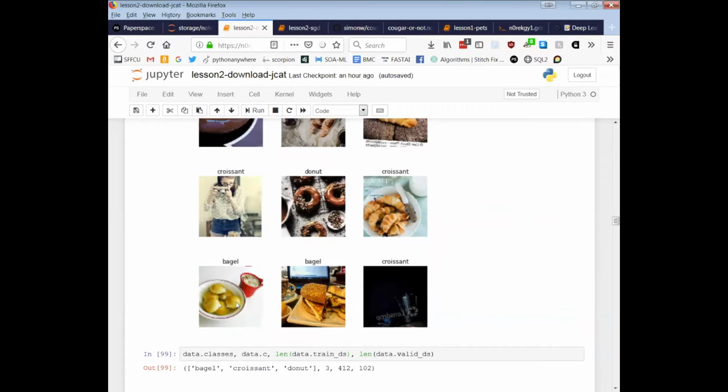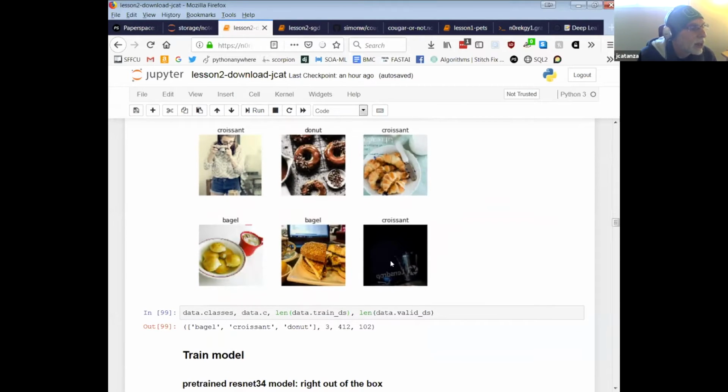Here's something that gets classified as a bagel, but it's really a bowl of cereal with some, I don't know, they may be bagels, but they don't have holes in them. And then this is also classified as a bagel. And this, I don't know what this is, but it's classified as a croissant. This is what you get when you're not too careful about downloading data.